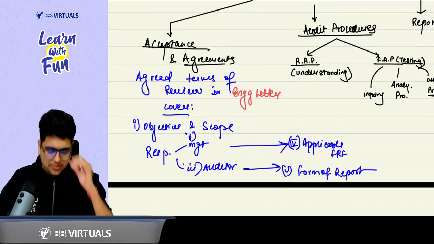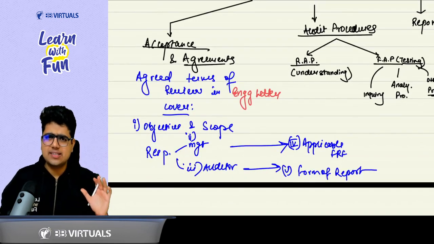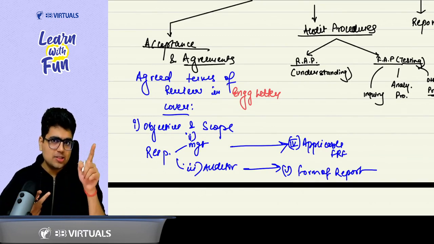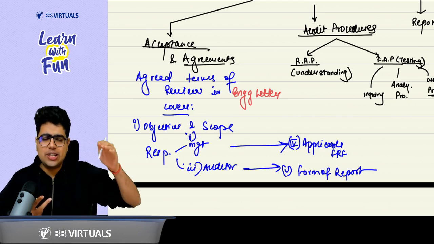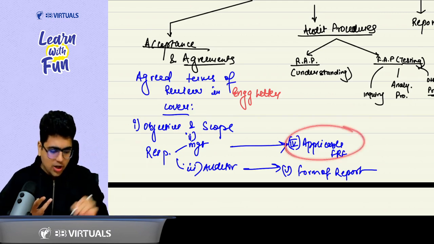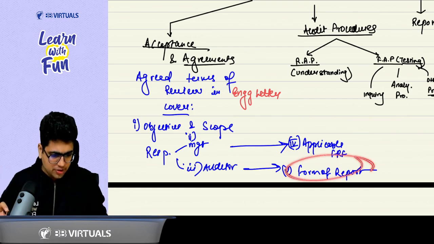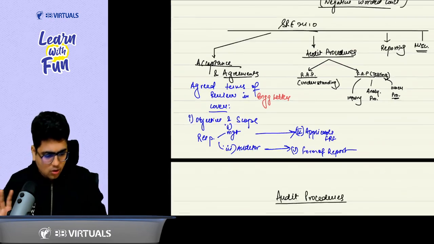If I talk about agreement, the agreement part remains the same. You cover the objective and scope of review, then the responsibility of the management and the responsibility of the auditor. Management responsibility you link with the applicable FRF. Auditor's responsibility you link with the form of report. Then we discuss the audit procedures.